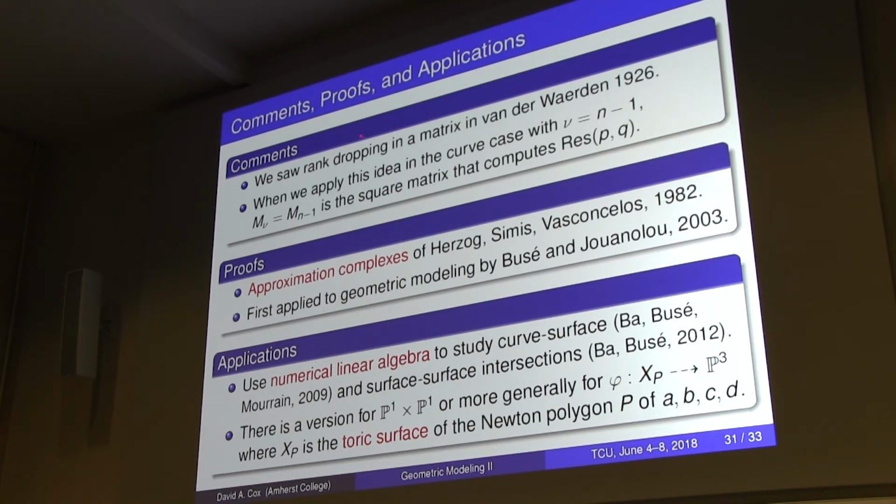And then also here I was giving a version that was basically using P2 as the domain. There's also a version where you use P1, or you can use the toric surface of the Newton polygon of a, b, c, d.